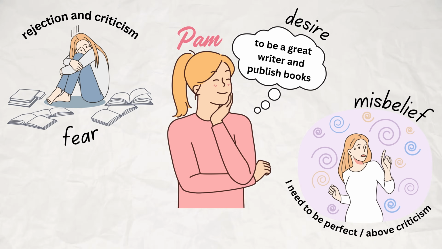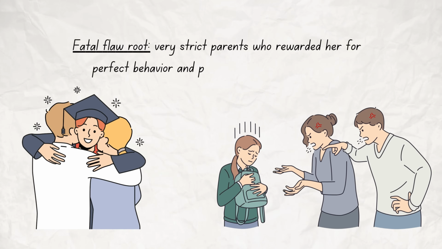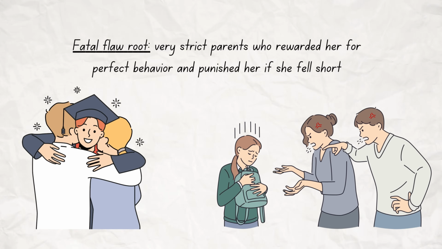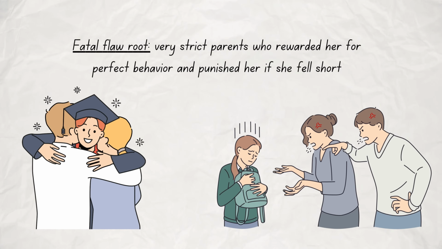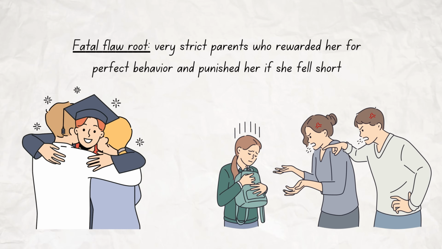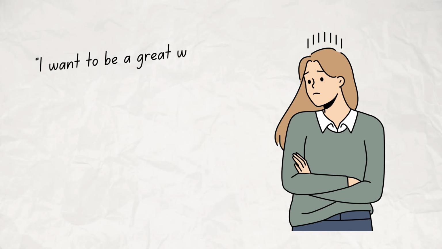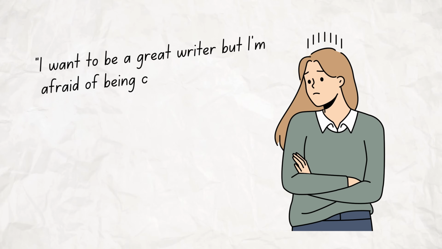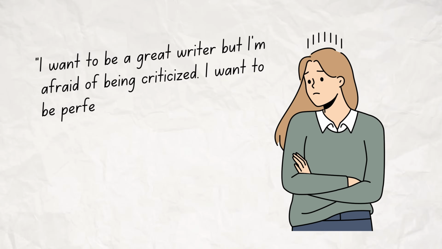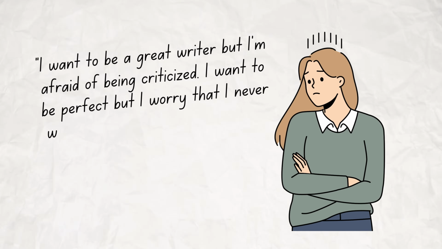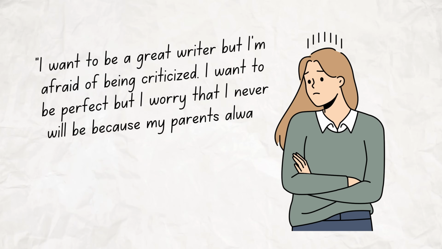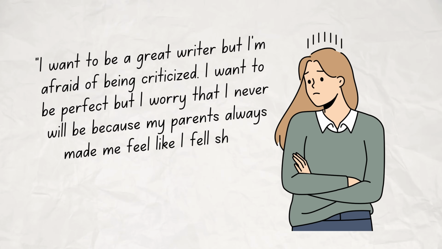And this fatal flaw is rooted in her past because she grew up with very strict parents who rewarded her for perfect behavior and punished her if she fell short. That's a strong start, but how would we go about showing Pam's internal conflict so that we don't just have her come right out and say, I want to be a great writer, but I'm afraid of putting myself out there because I'm afraid I'll be criticized, and I have this flaw that I feel like I'm not good enough because my parents were always super strict with me and made me feel like I fell short.